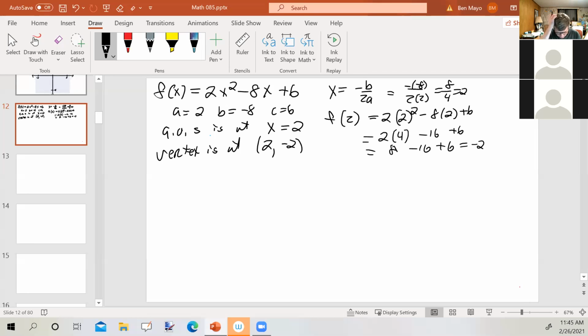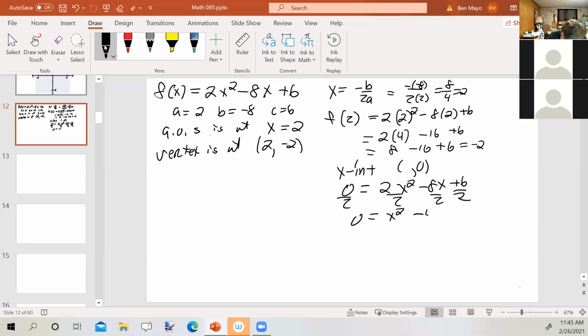So now we're going to find x- and y-intercepts. To find x-intercepts, we're going to set y equal to 0, which means we would have 0 equals 2x squared minus 8x plus 6. Looking at the right side of this equation, I could divide everybody by 2 and reduce it down to 0 equals x squared minus 4x plus 3.